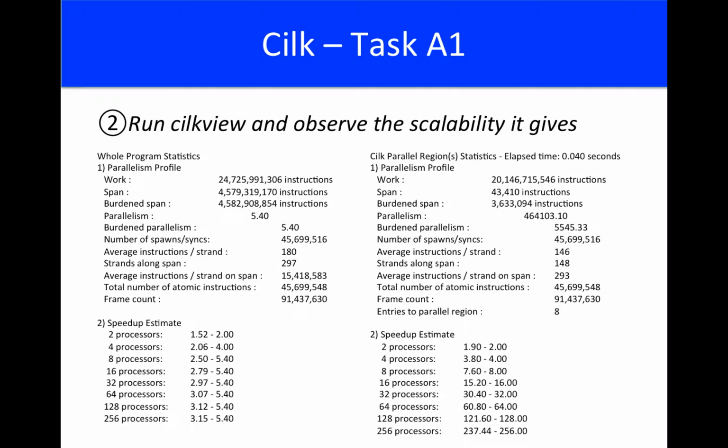However, on the right, the Cilkview program only takes into account the parallel regions, and you can see how the speed ups at the bottom are pretty good. For example, for 4 processors we have 3.8, but for 64 we have 60, which is a lot, and even for 256 we have 237, which is a crazy speed up.